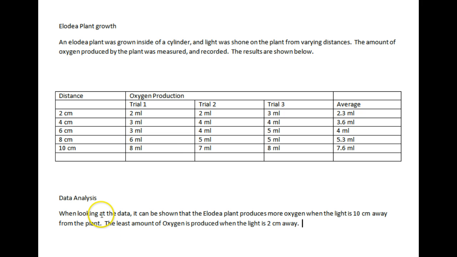Okay, so there's 2 statements that you make in your data analysis. Okay, oops, I put oxygen. Oxygen is a proper noun, so it has to be capitalized. Okay, so we've made a couple of points here that the oxygen production is low when the distance from the light is low, and the oxygen production is high when the distance from the light is high.